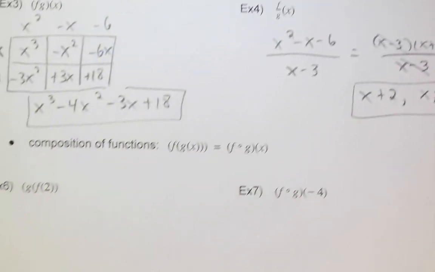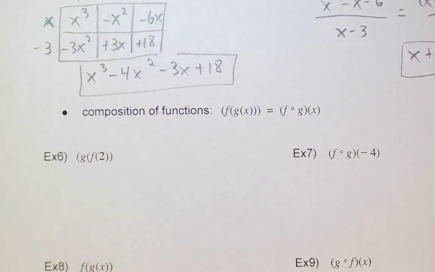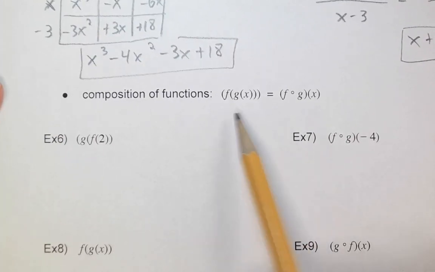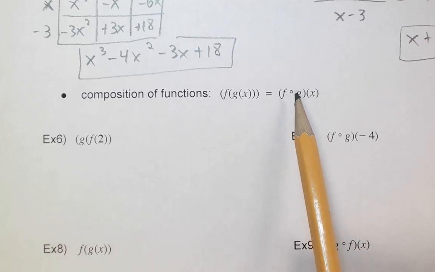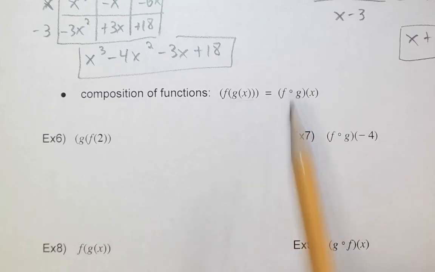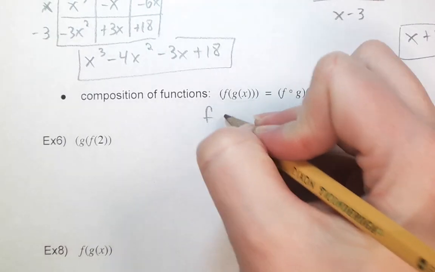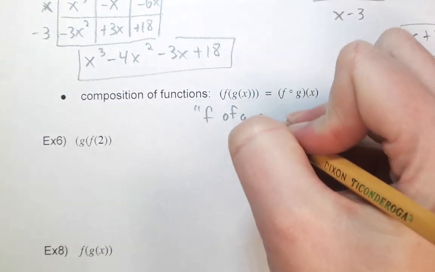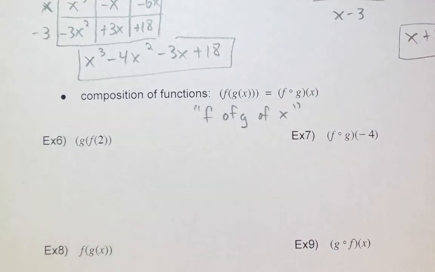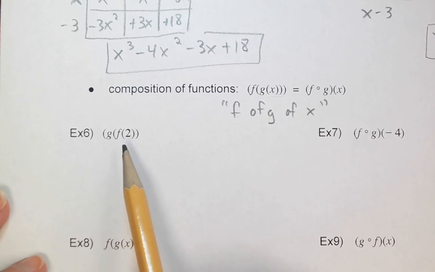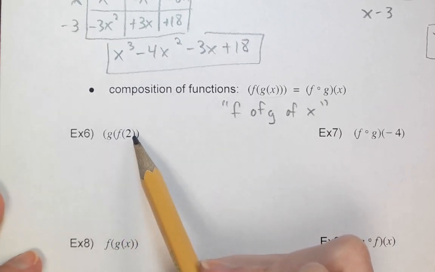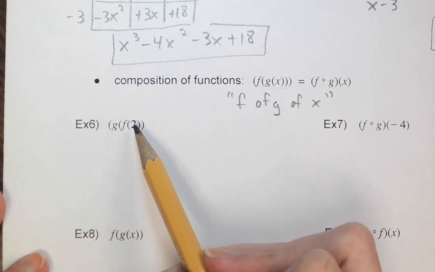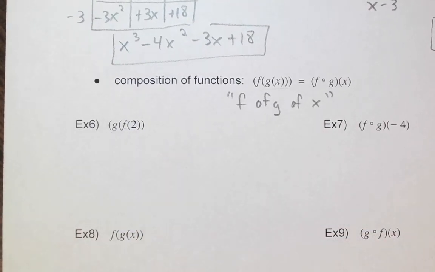All right, so composition of functions, this is most likely going to be new. These are two different ways to say the same thing. You see a little open circle like this. This means composition of functions, and this means the same thing. The way you read this is f of g of x. Both of those would read that way. Okay, so this first example is saying g of f of 2 is how you say that. So what that means is we're going to work on these from the inside out.